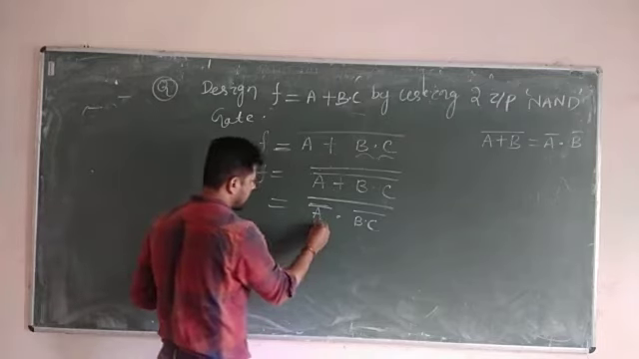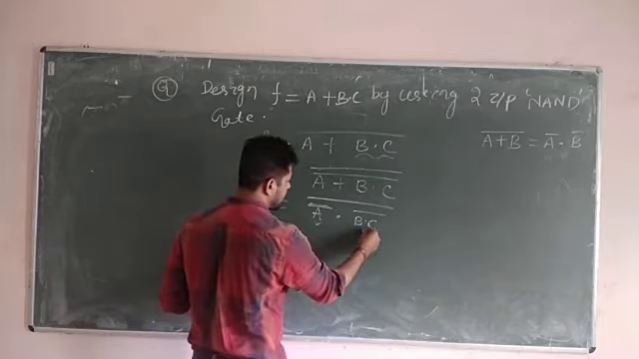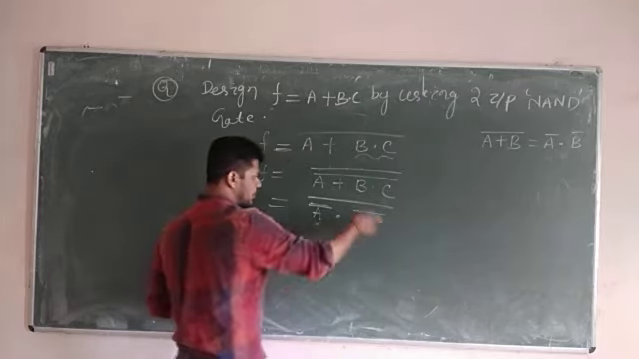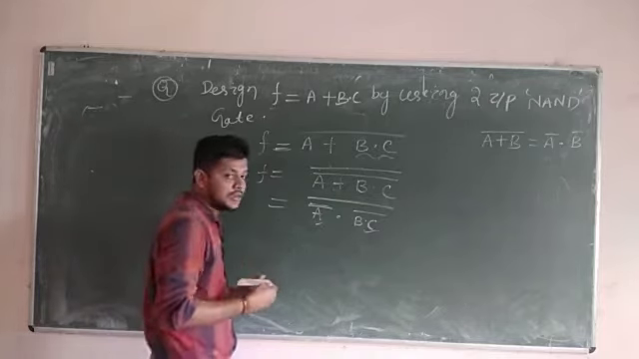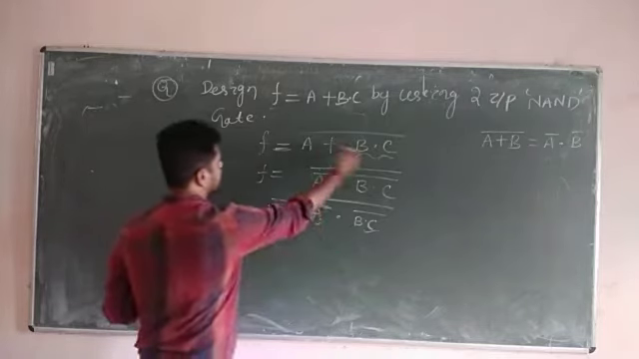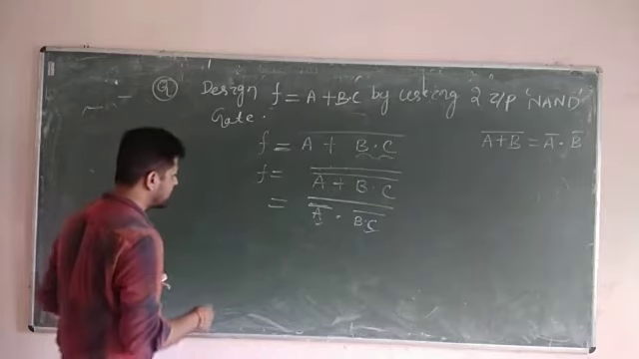Now it is clear that we are going to implement this by using NAND gates. Obviously this is A complement, one NAND gate, here another NAND gate, and for this whole complement we need another NAND gate. That means we need a total of 3 NAND gates in order to implement this A or BC. So how to implement this?